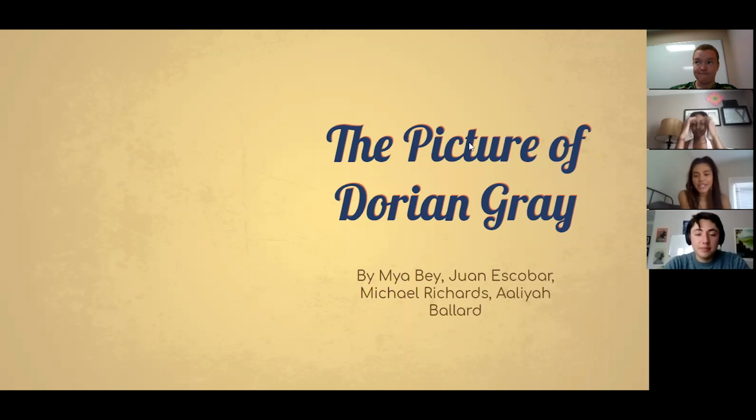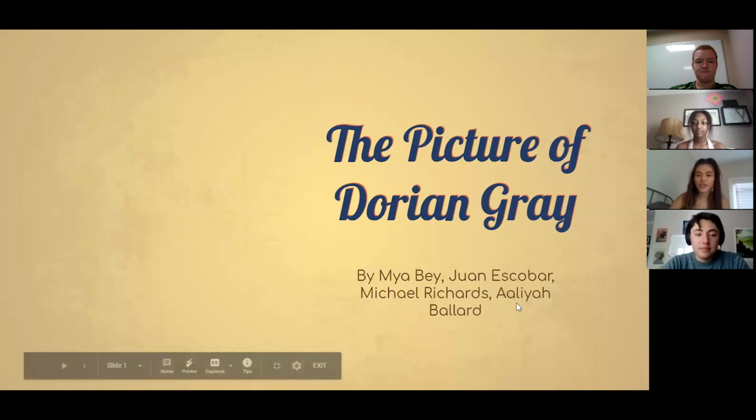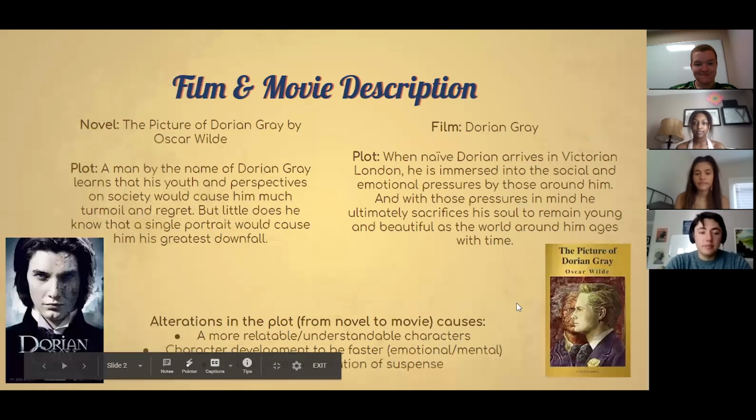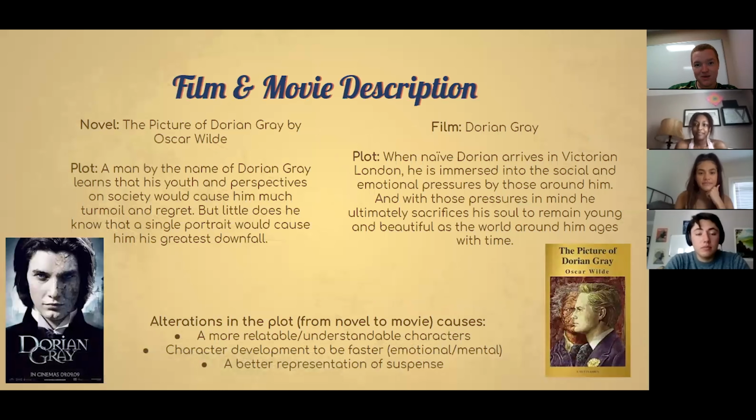So we're basing our project on The Picture of Dorian Gray. So the film and movie description: for the novel, we have The Picture of Dorian Gray by Oscar Wilde, and for the film we have Dorian Gray. The plot of the novel is a man by the name of Dorian Gray learns that his forever youth and twisted perspective on society would cause him much turmoil and regret.